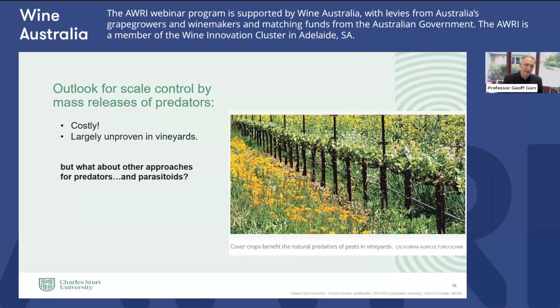So the outlook, I think, for scale control by mass release of predators is that it's going to be a very costly measure, and it's largely unproven in vineyards. I mean, it's widely used in other sorts of horticultural and broadacre systems, but to a large degree, it's unproven in vineyards and not widely practiced.